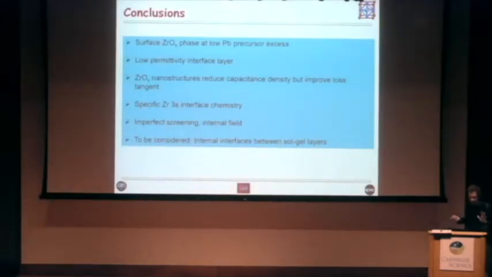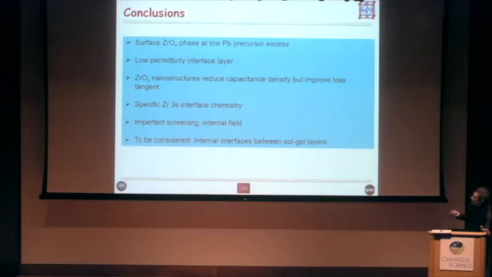So I'll conclude there. Just to remind you, we looked at the sol-gel PZT layers. Depending on the lead excess, there can be a low dielectric layer based on zirconium oxide. This layer reduces the capacitance density, but it improves the loss tangent, and it also reduces the breakdown voltage. There's a specific interface chemistry. The screening, despite the solid electrode, is imperfect, and this gives rise to an internal field.